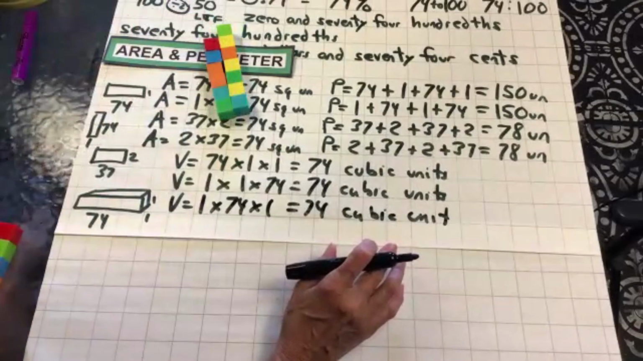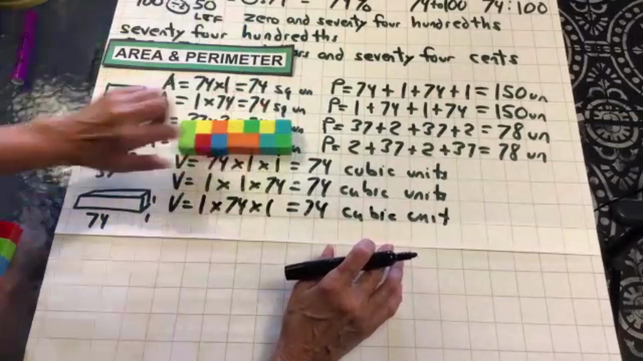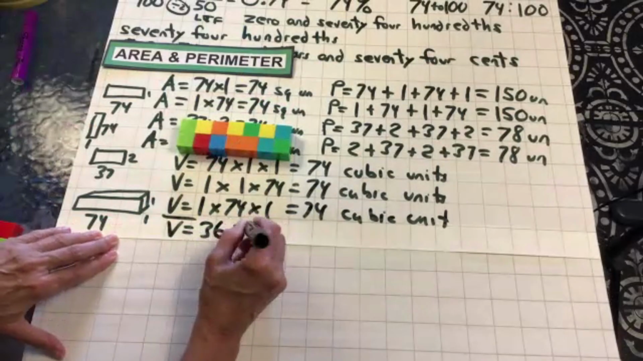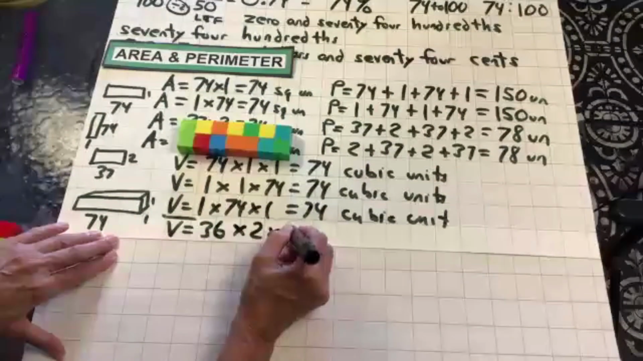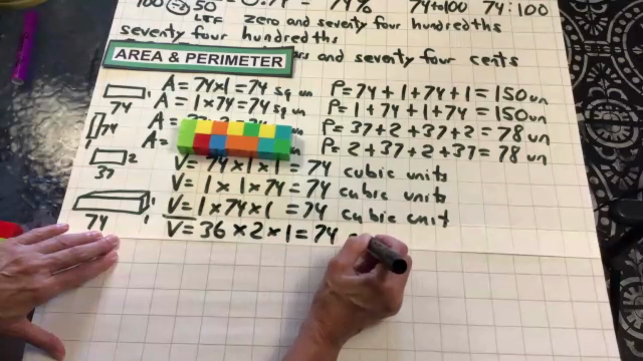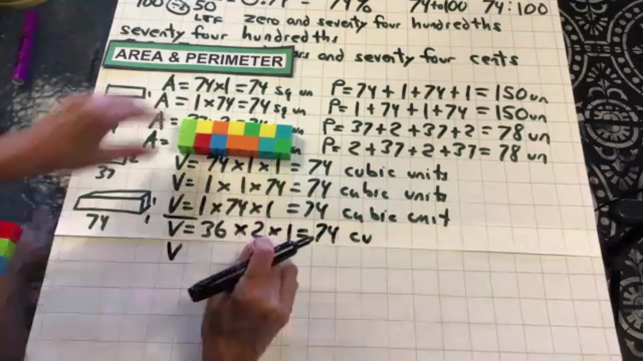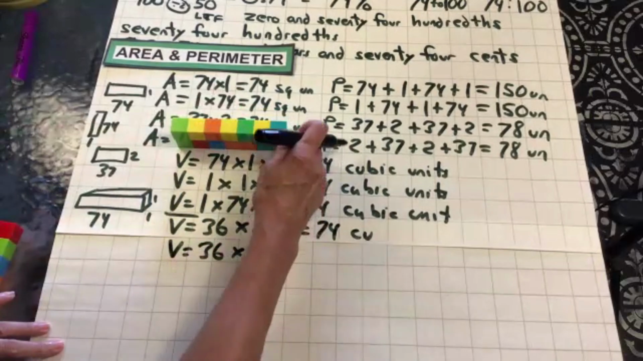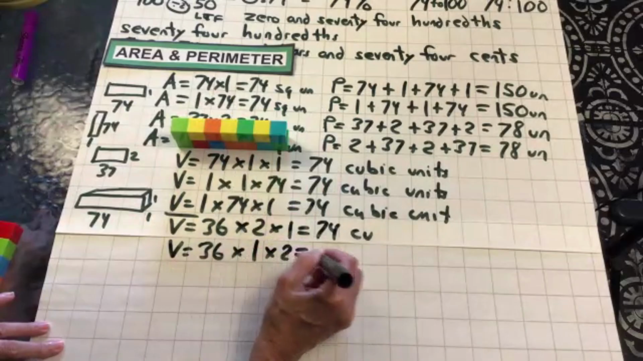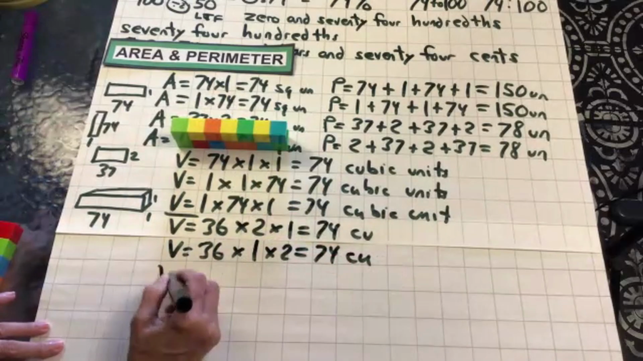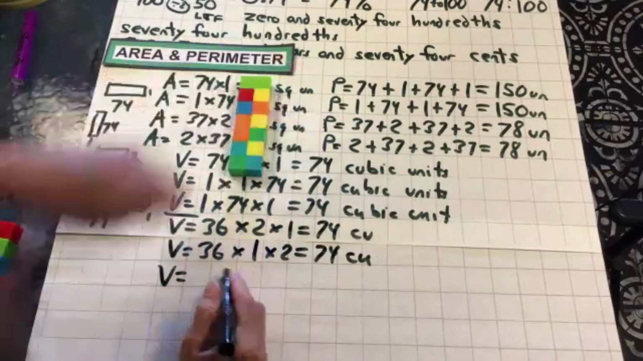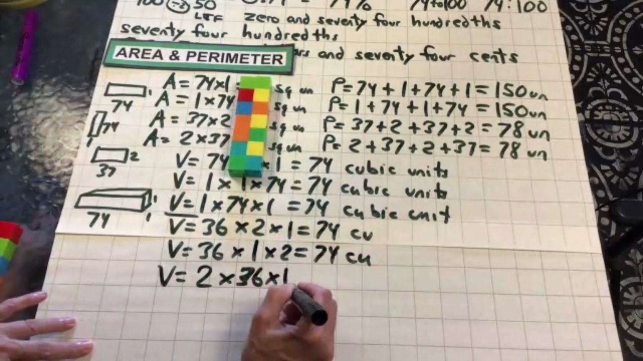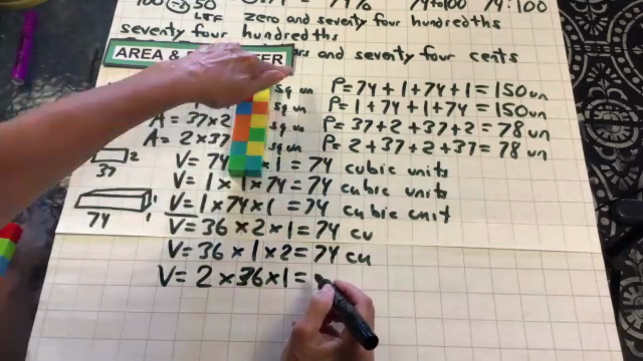So this is representing 36 wide, 36 wide by 2 deep by 1 tall. Then we're going to have 36 wide by 1 deep. So now it only goes back 1, but 2 tall. Same amount of cubes. Then we're going to have a 2 wide by 36 deep by 1 tall. So 2 by 36 by 1.